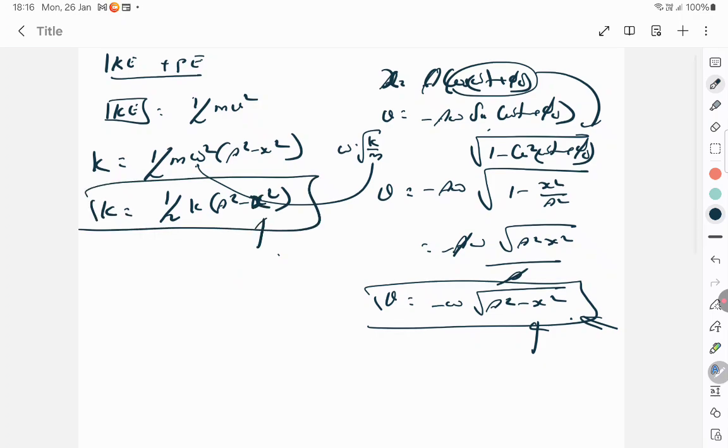Supposing the question is about the extreme position, you can substitute x is equal to a, the kinetic energy will be 0, and at the mean position x will be equal to 0, and so the energy will be half k a square.